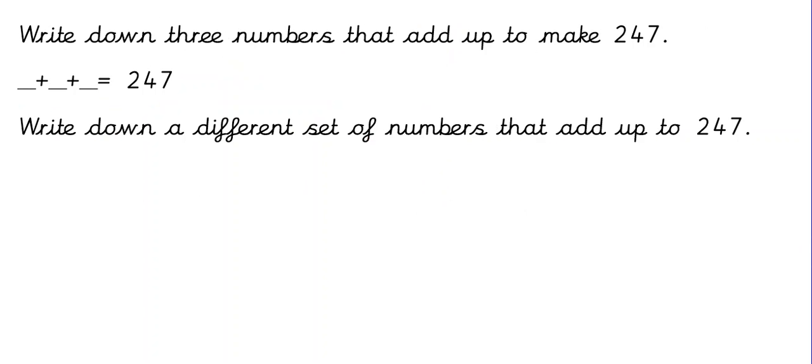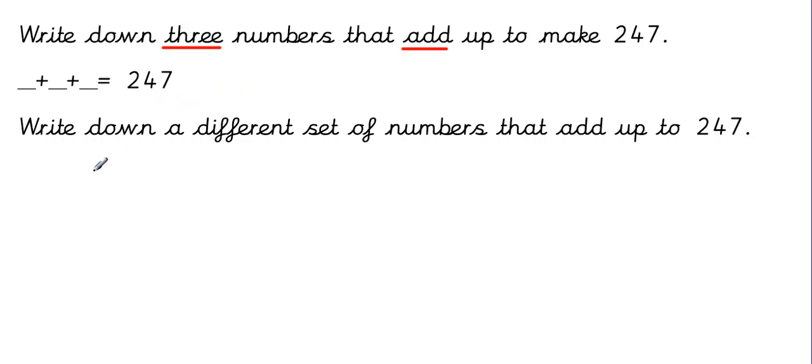Okay, so this one here is slightly different. So it says, write down three numbers that add up to make 247. So I want three numbers that add together to make 247. So it should look like this with three numbers here. Now I could just pluck three random numbers out of thin air and try and make them to make 247. But I'm not going to do that because that would make it more difficult.